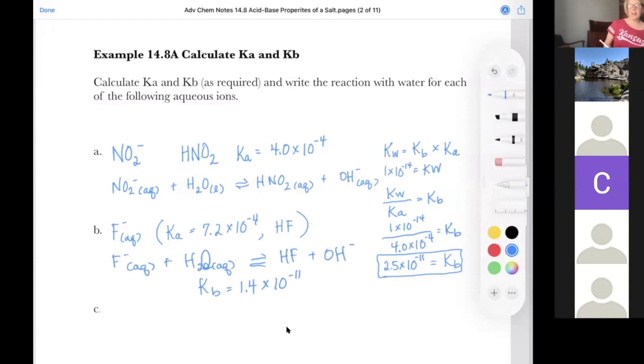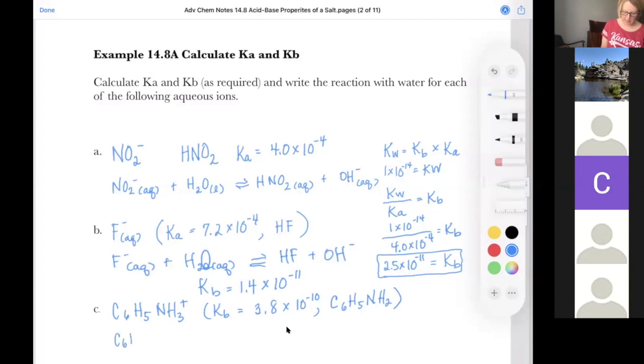Okay, so those are both acid examples, finding the corresponding Kb value. Now let's take a look at a base. So here is a base for you. This is aniline, C6H5NH3+, and the Kb is 3.8 times 10 to the negative 10th, and that would be for C6H5NH2.